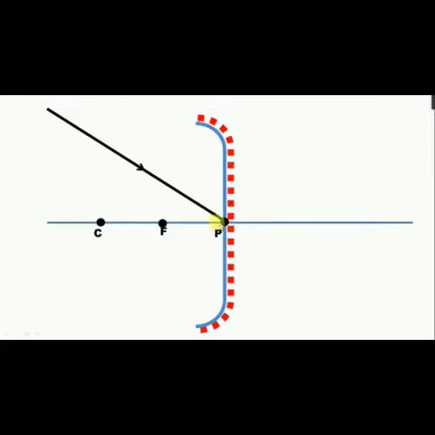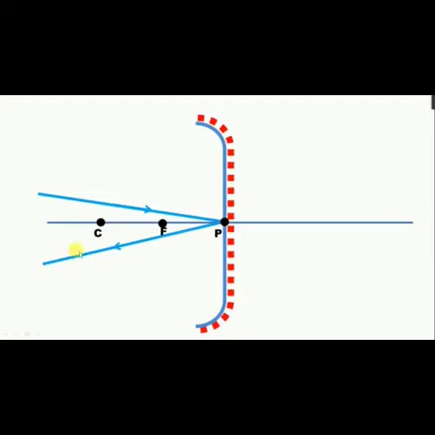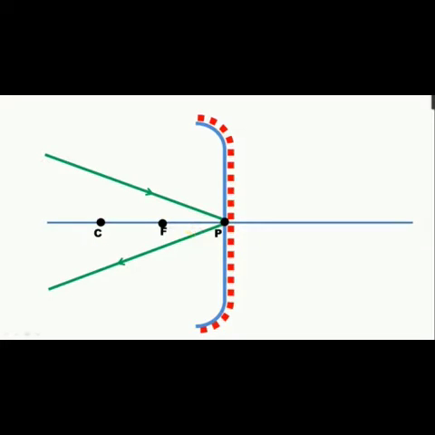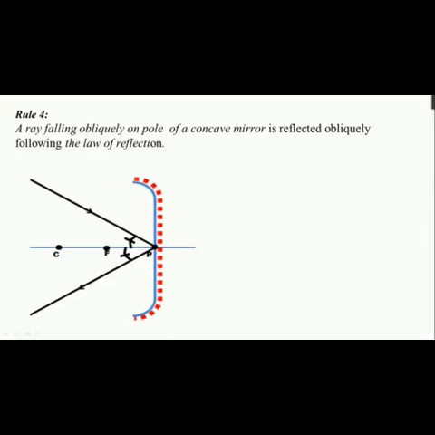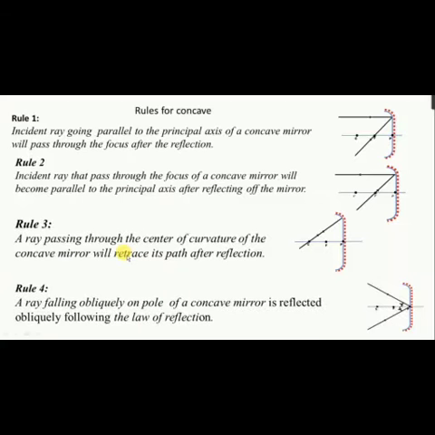A ray going obliquely to the pole, obliquely means making some angle, will get reflected obliquely following the laws of reflection. So this angle and this angle should be equal. So for this also it will get reflected obliquely by making the same angle, and for this also it gets reflected obliquely by making the same angle. So this is rule number 4. A ray falling obliquely on the pole of a concave mirror is reflected obliquely following the laws of reflection. So this angle and this angle will be equal.